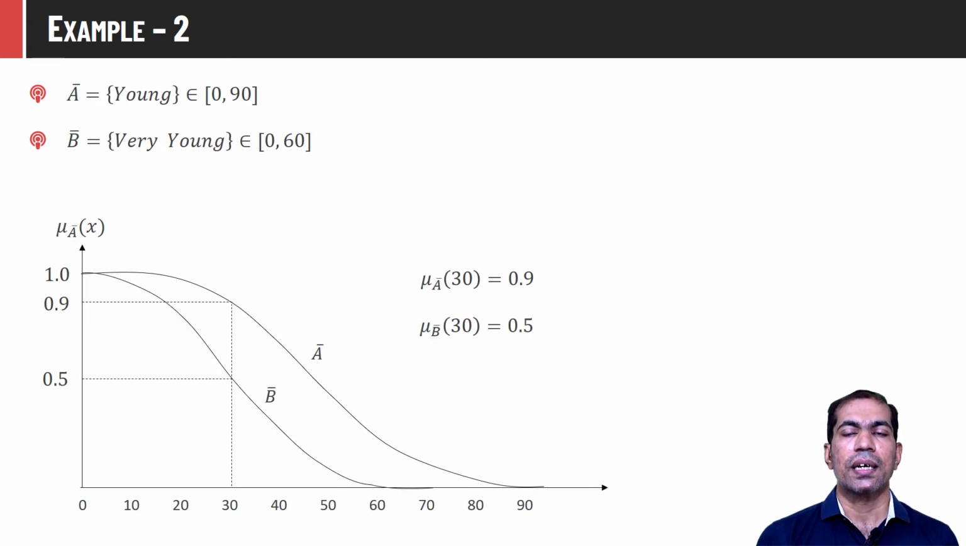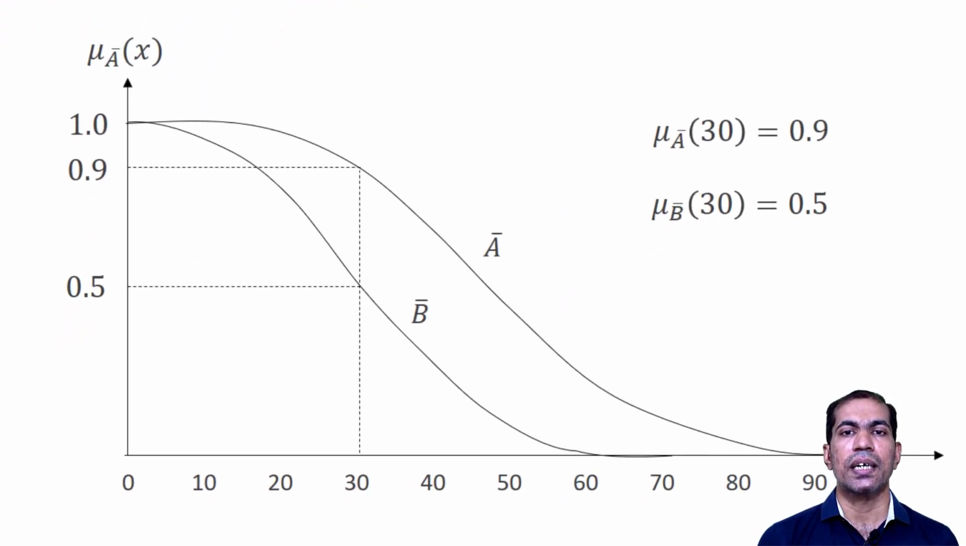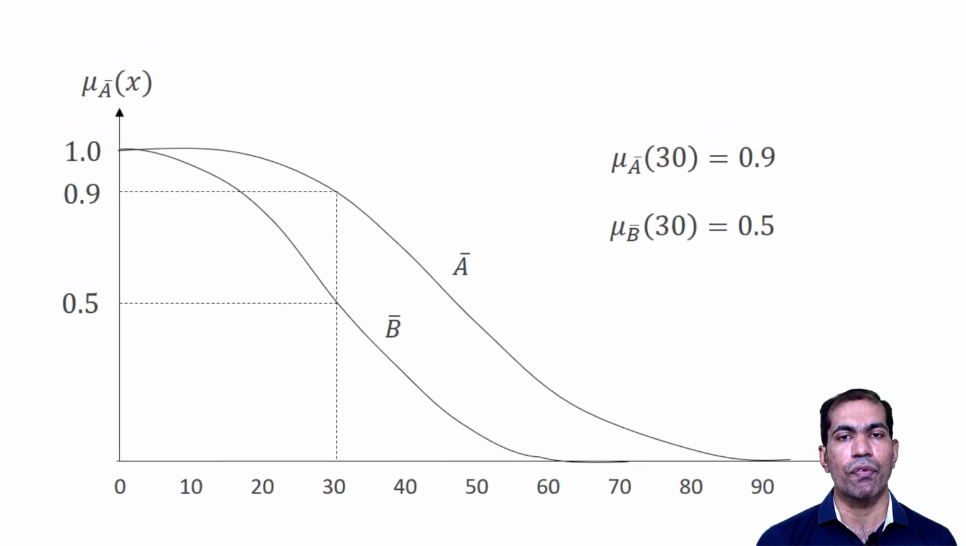If I consider a set very young, where the range of age is between 0 and 60, the same person whose age is 30 is assigned membership value 0.5.